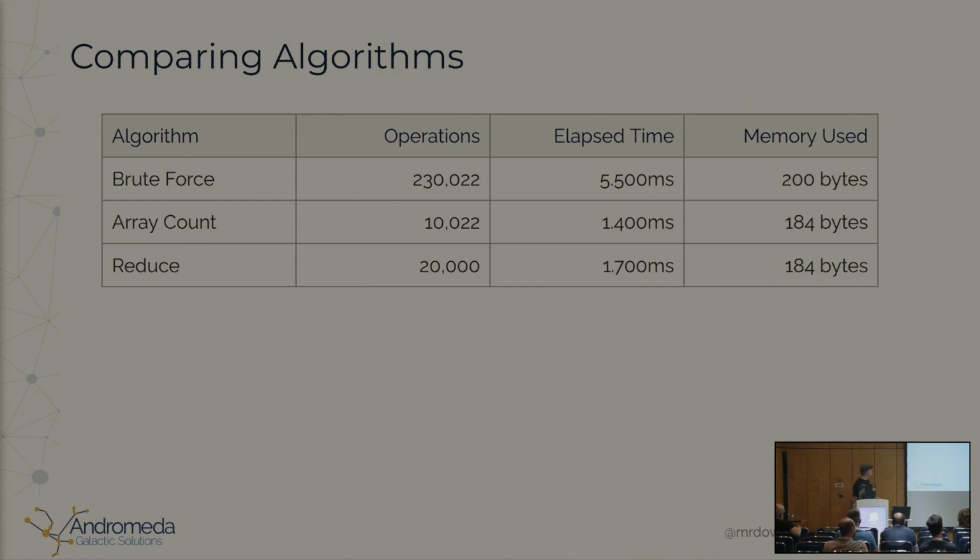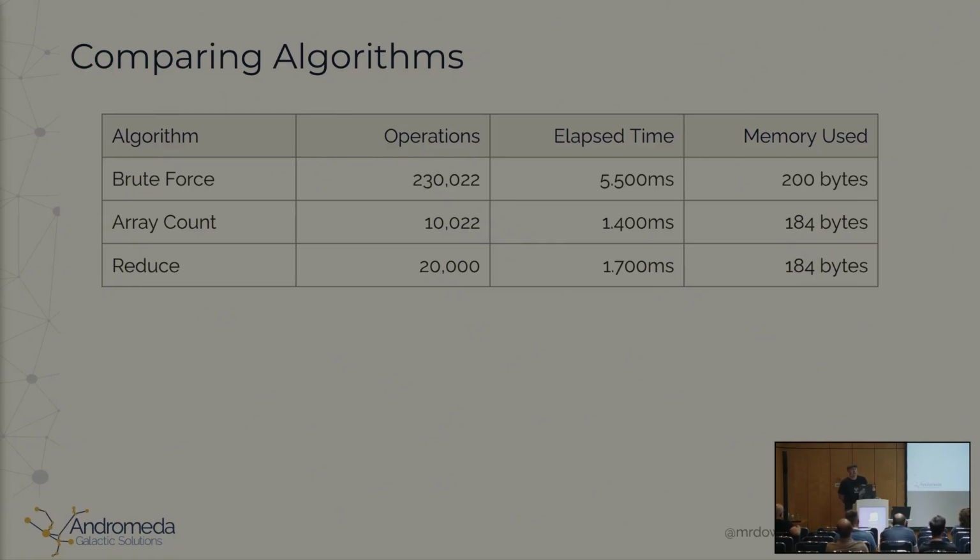So at a quick glance, which of these algorithms do you want to use? Which one? Array count. You want to use array count. Why? It has the lowest operations, elapsed time is tied for last, memory. Basically, it's the fastest and the cheapest. That is a reasonable assertion.